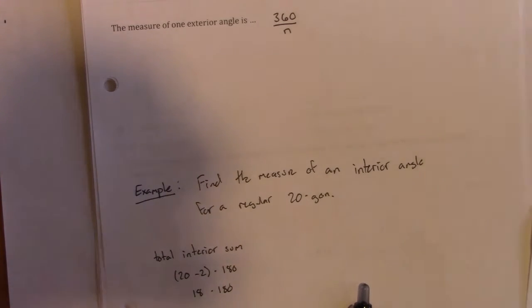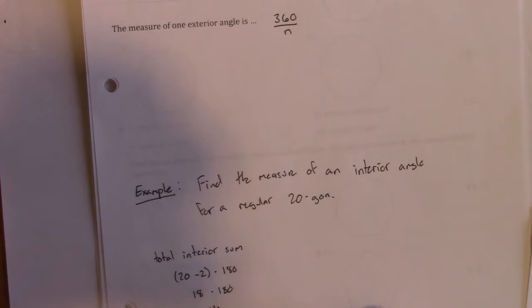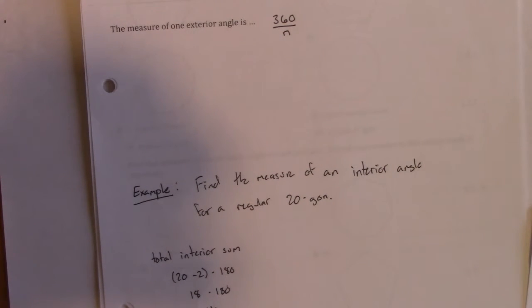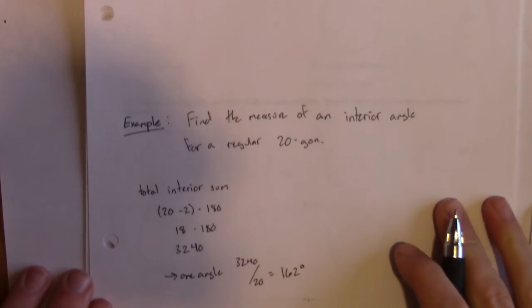Let me grab my calculator over here because it would take me a while to do that in my head. And so 18 times 180 would give me 3,240. And then if I wanted one angle, I would need to take that number, divide by my number of angles, or in this case 20, and I would have 162 degrees, right? And that is a valid solution.